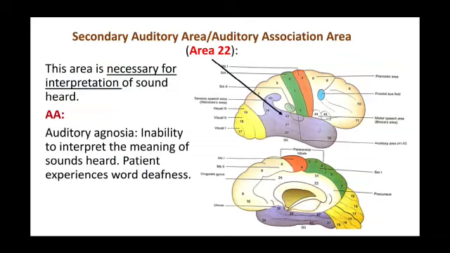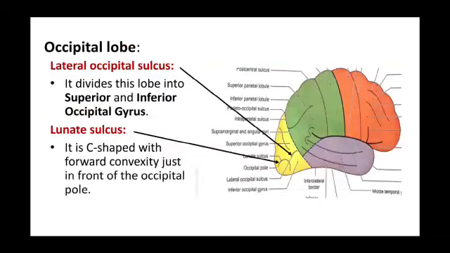In case of applied anatomy, auditory agnosia occurs, that is inability to interpret the meaning of sounds heard. The patient experiences word deafness. So with this we have completed the temporal lobe. Next we are going on to the occipital lobe.